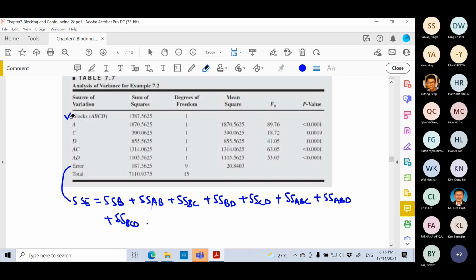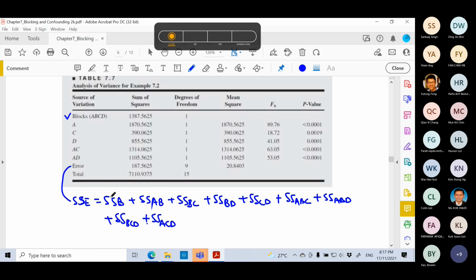Okay. So how many of them? 1, 2, 3, 4, 5, 6, 7, 8, 9, 10, 11, 12, 13. 13, and then you have one more is ABC, ABD, and then the BCD. Then you have ACD. Okay, so the sum of square for the SSE here will consist of all these sums of square.